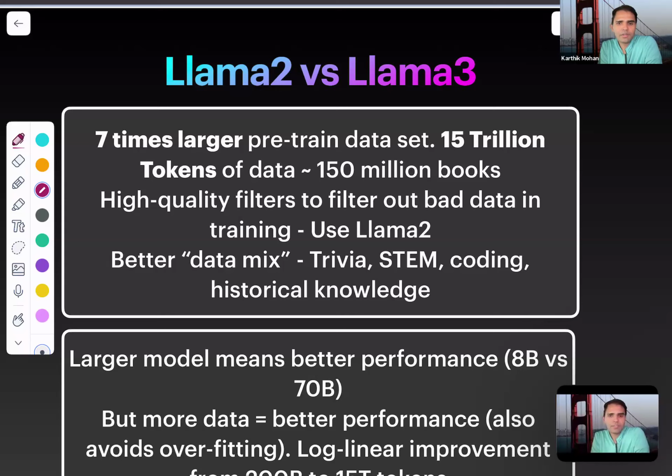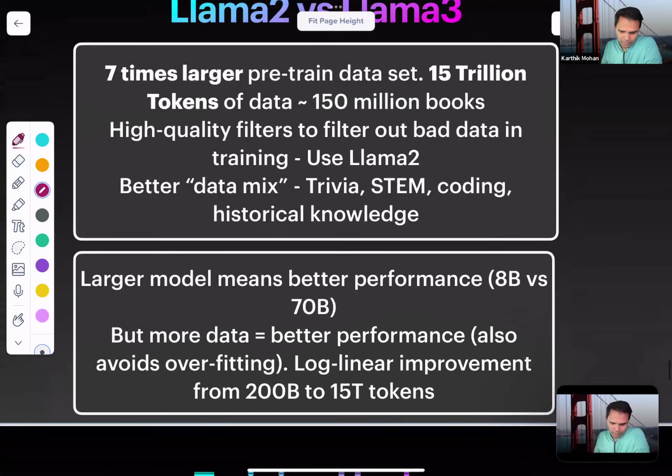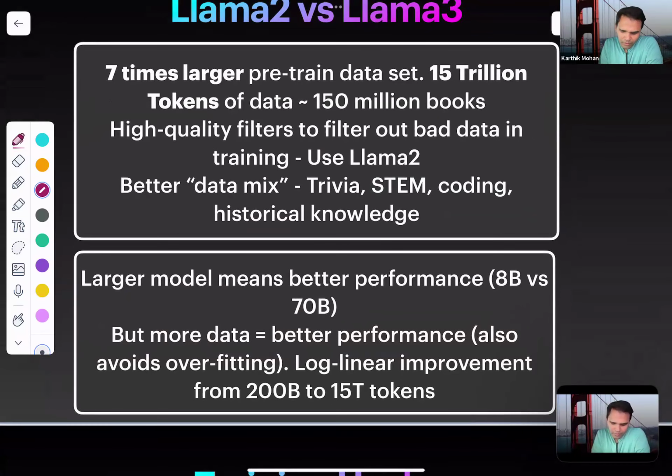And then Llama 3 also has a better data mix between trivia, STEM data, coding data, and historical knowledge as well. So the other thing that we clearly saw between 8 billion and 70 billion is a clear jump on all these evaluation data sets. So larger model definitely means better performance.